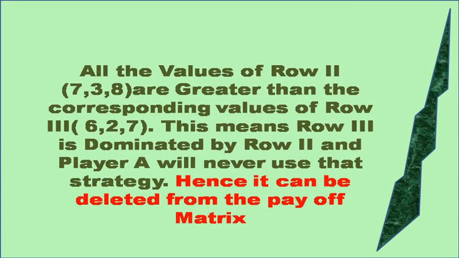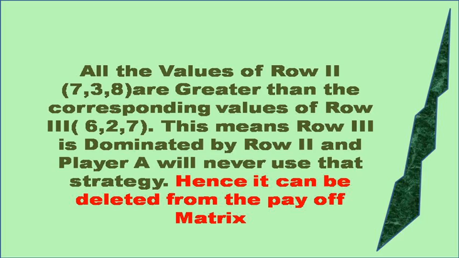If we see all the values of row 2, those are 7, 3 and 8, they are greater than the corresponding values of row 3, 6, 2 and 7. This means row 3 is dominated by row 2. In other words, player A will never use strategy 3, because whatever option B takes, A will always gain by adopting strategy 2. So he will never use row 3, that is his strategy 3 or option 3. Hence it can be deleted from the payoff matrix.